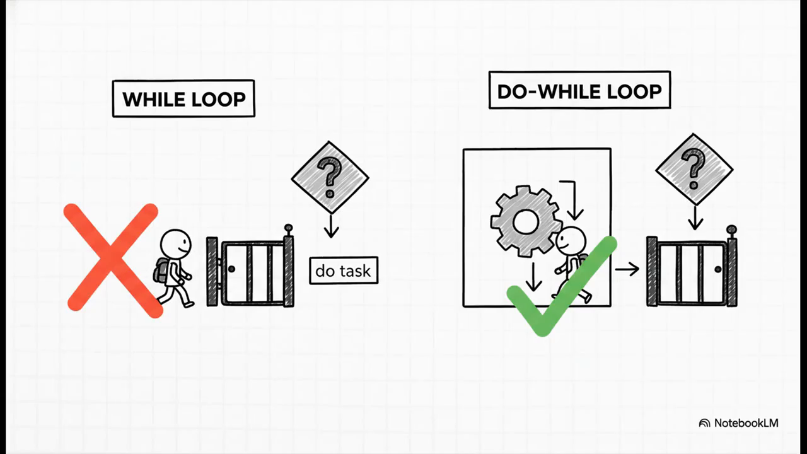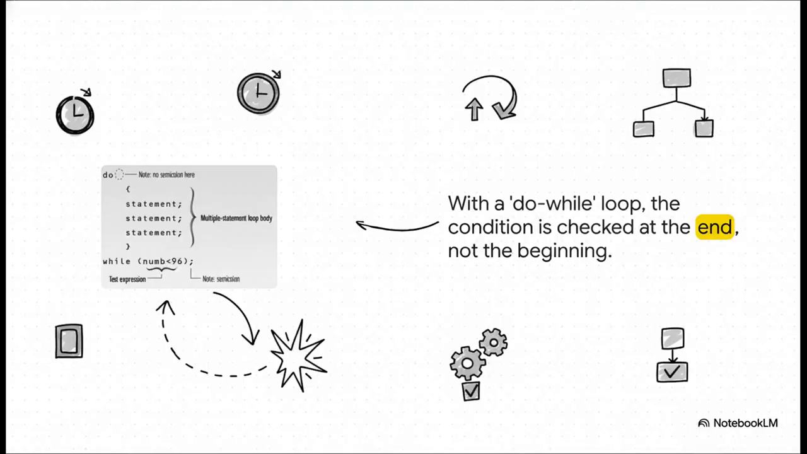But hang on. What if you're in a situation where you need to absolutely guarantee that your code runs at least one time, no matter what? For instance, maybe you need to show a user a menu of options before they can choose one. A regular while loop might not even run if its condition is false from the get-go. For that, we've got a special tool. And that tool is the do-while loop.